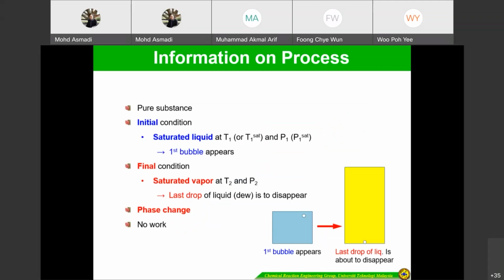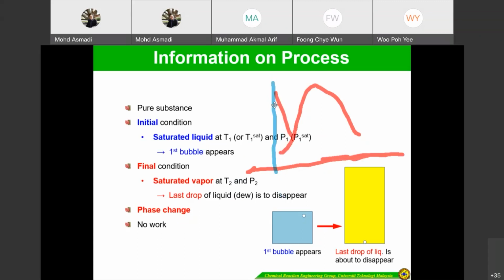This is the information of the process to get the latent heat. The pure substance has initial conditions of saturated liquid. If you still remember the PV diagram, the two-phase system lies between the liquid and solid areas of the PV diagram.